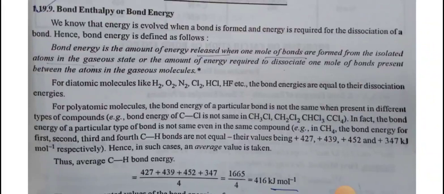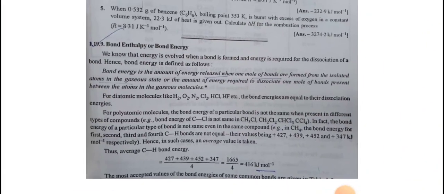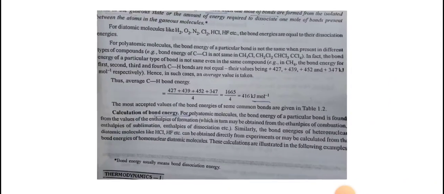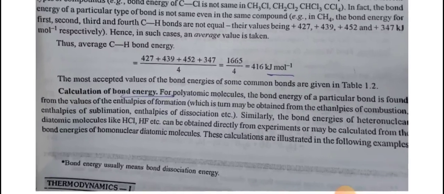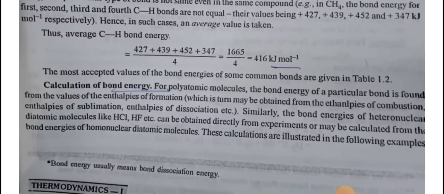That is, in CH4, the bond energies for the first, second, third and fourth C-H bonds are not equal, their values being 427, 439, 452, 347 kJ per mole respectively. Hence, in such cases, an average value is taken. Thus, the average C-H bond energy is equal to 416 kJ per mole. The most accepted values of the bond energies of some common bonds are given in the table.